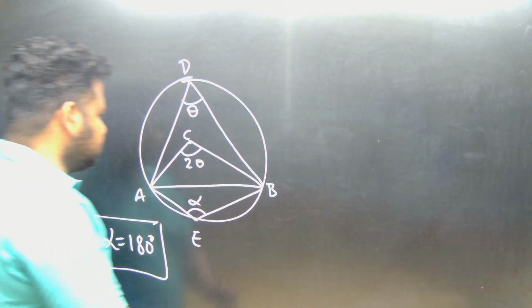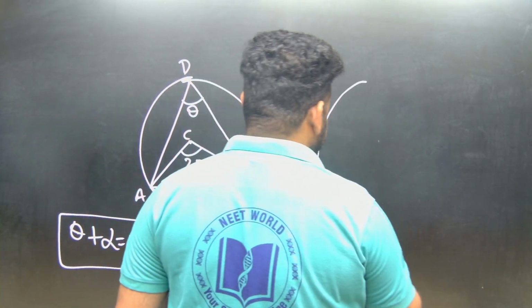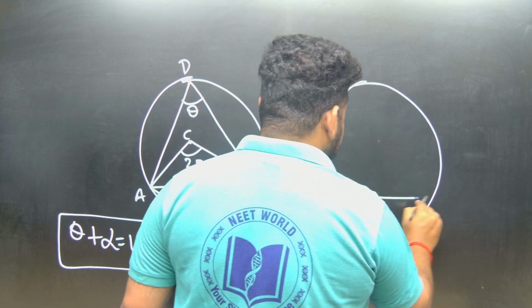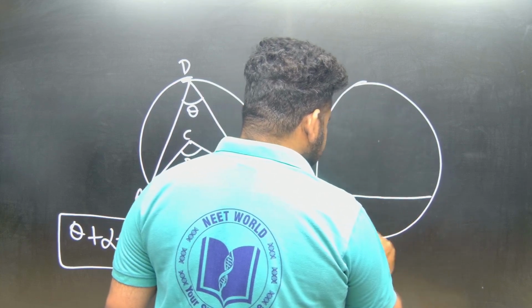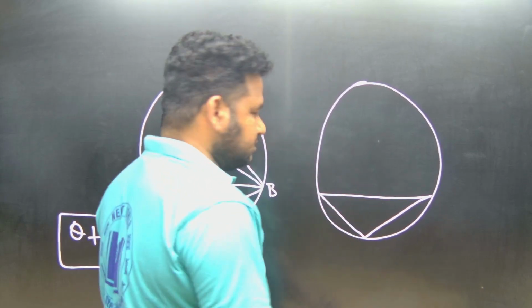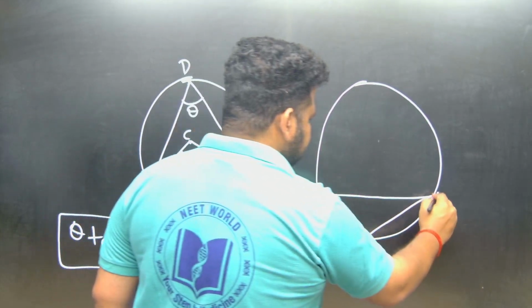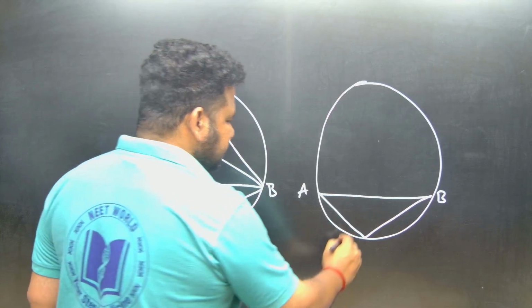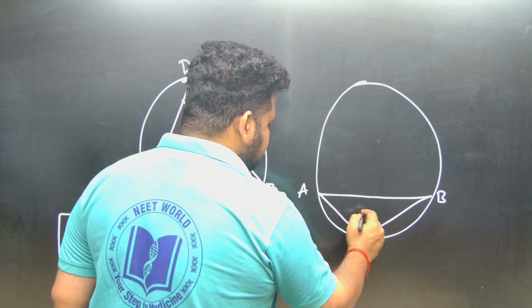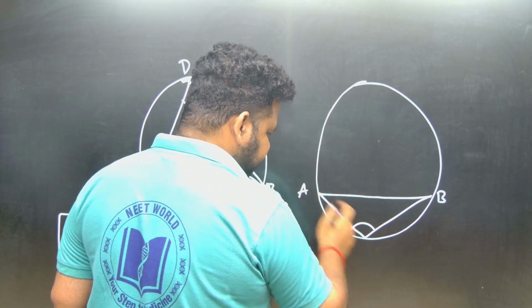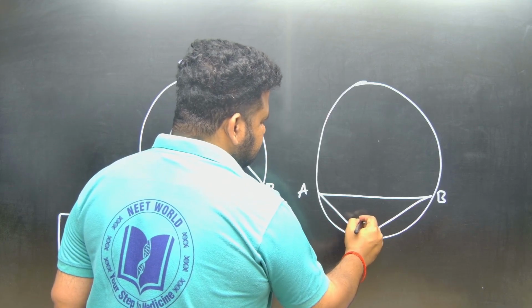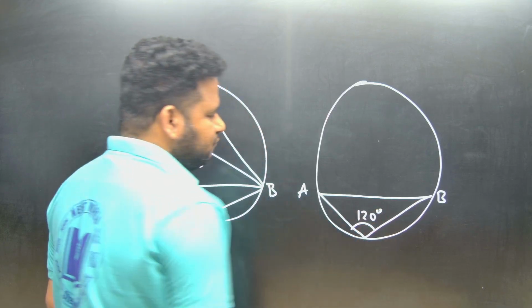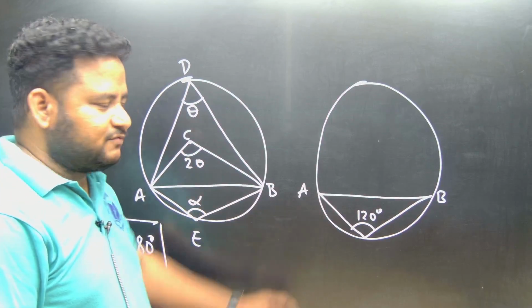Why? Suppose they give some angle like this. This will be a chord AB, and they will give this angle as 120 degrees.